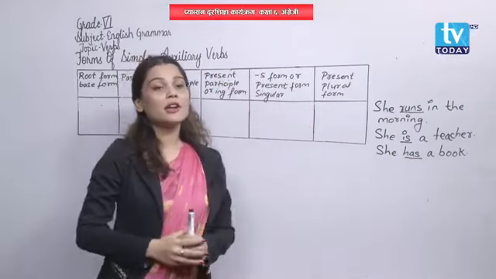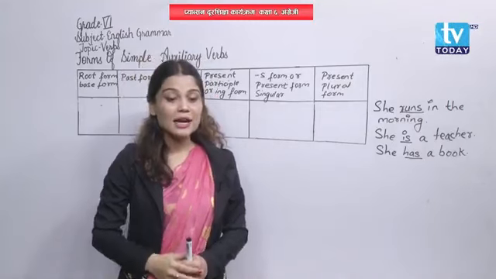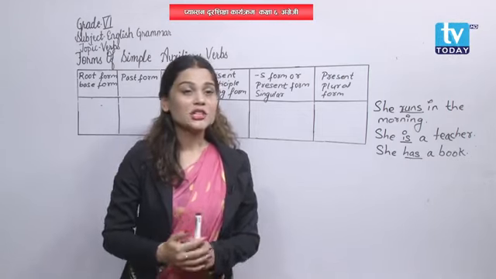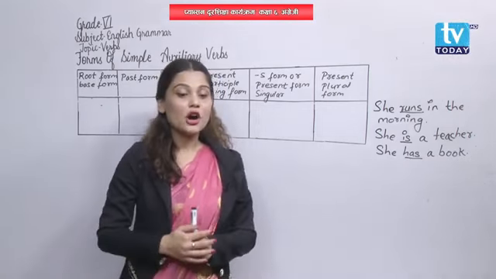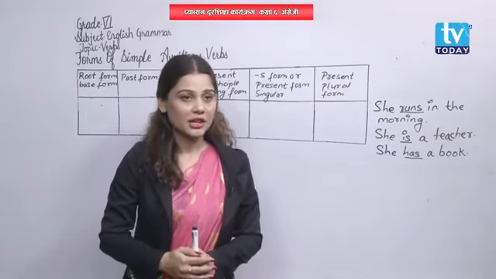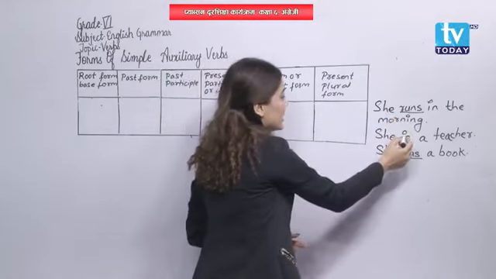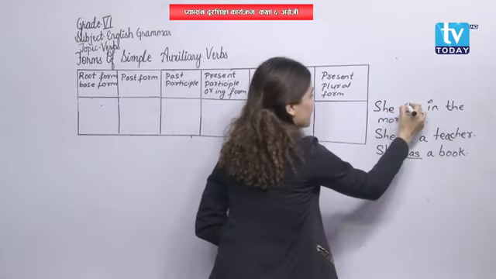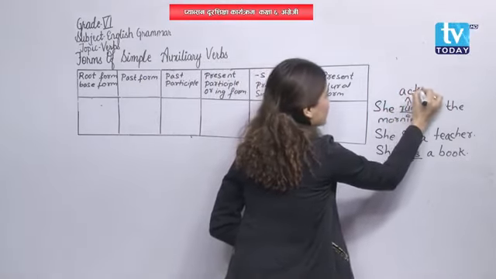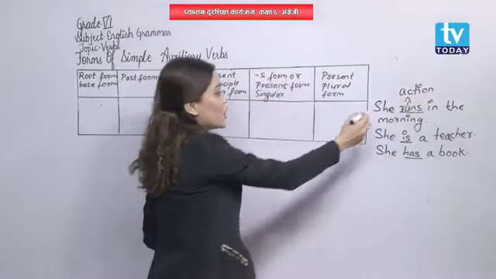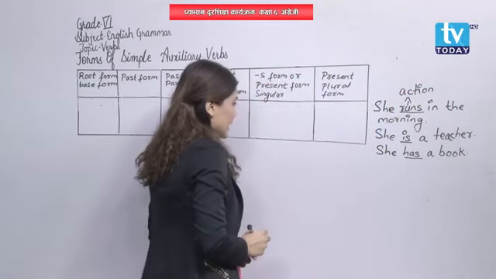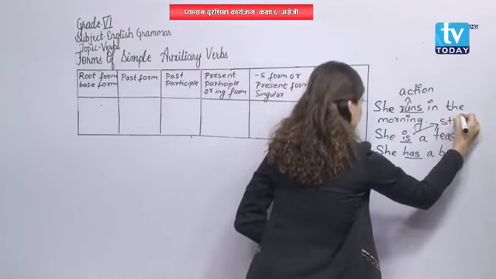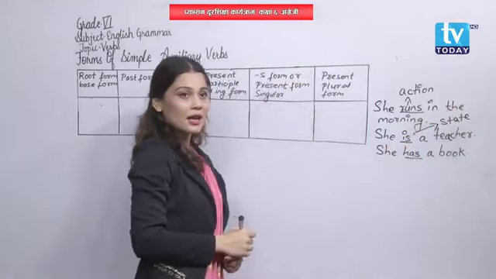I already explained to you that a verb shows action, state and position. Yes or no? Just a few minutes ago I explained that a verb is used to show action, state and position. So here runs, is, has show action, state and position. For example, runs shows action. Understood? And is shows state. And has shows position.